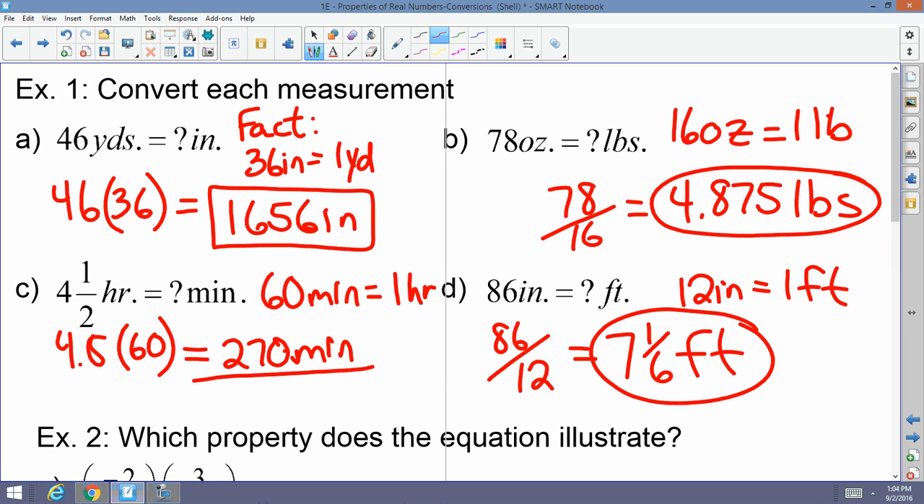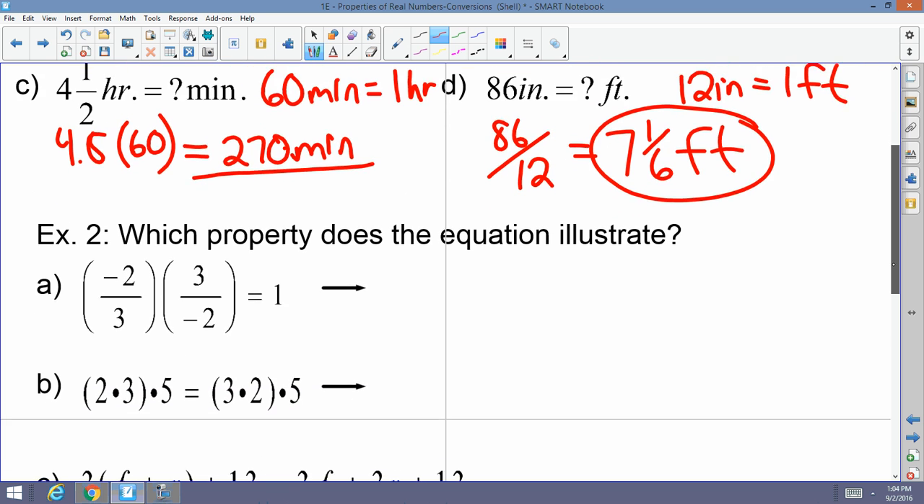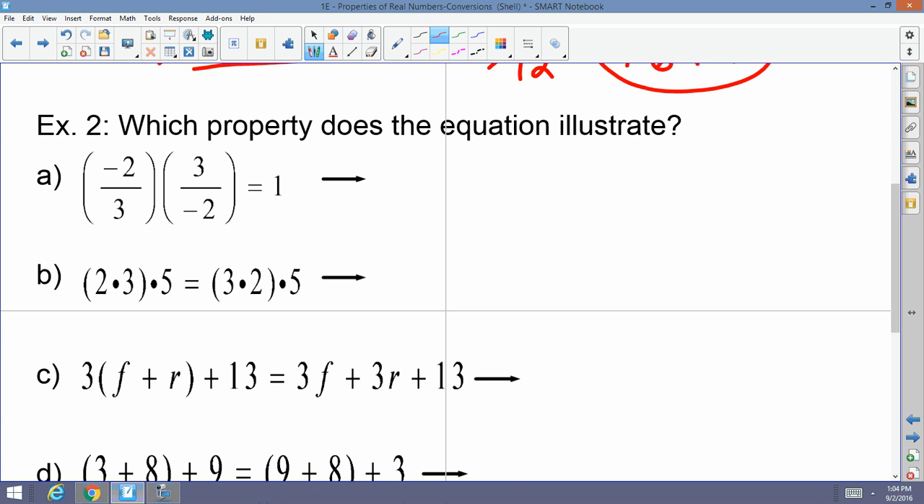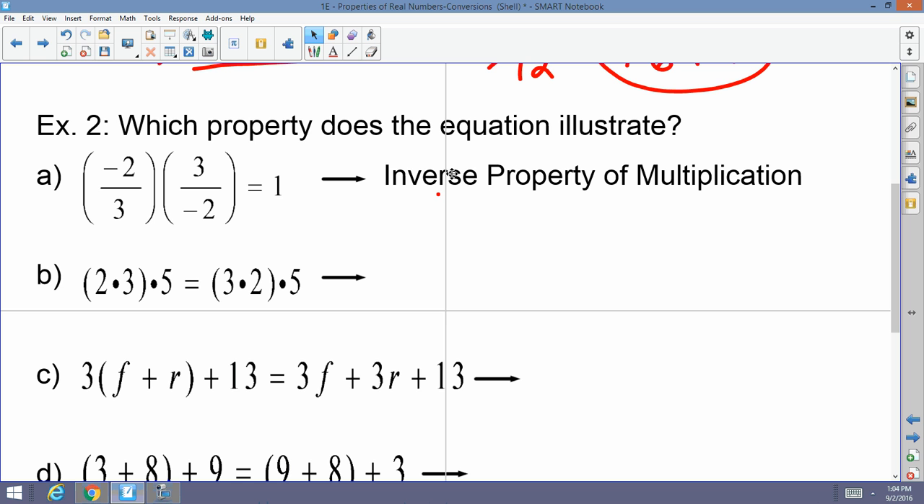All right, let's take a look at some properties now. Which property does the equation illustrate? Okay, so I have negative 2/3 times negative 3/2 equals 1. Well, to me, that reminds me of the multiplicative inverse. Any number times its reciprocal equals 1. So that would be the inverse property of multiplication, or the multiplicative inverse.